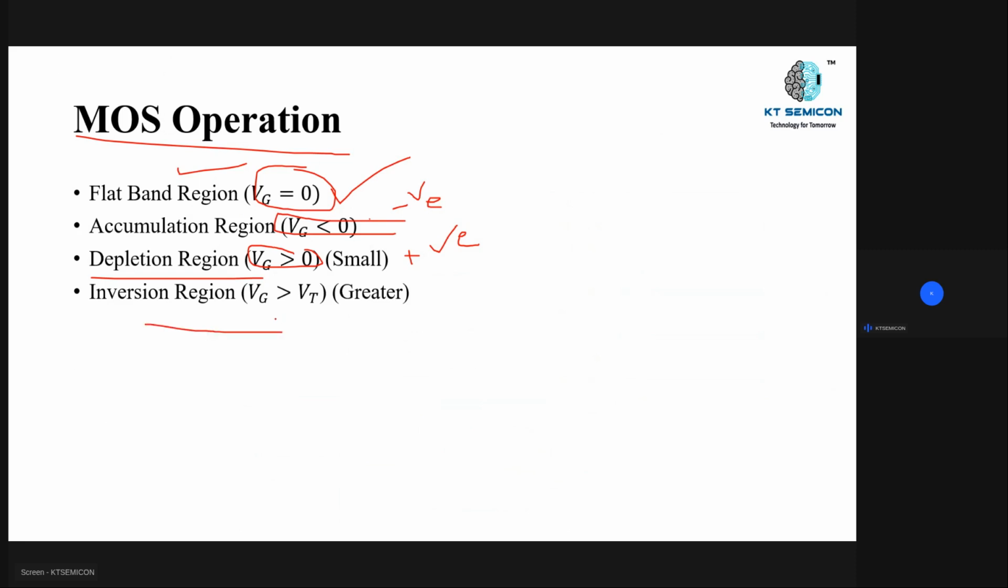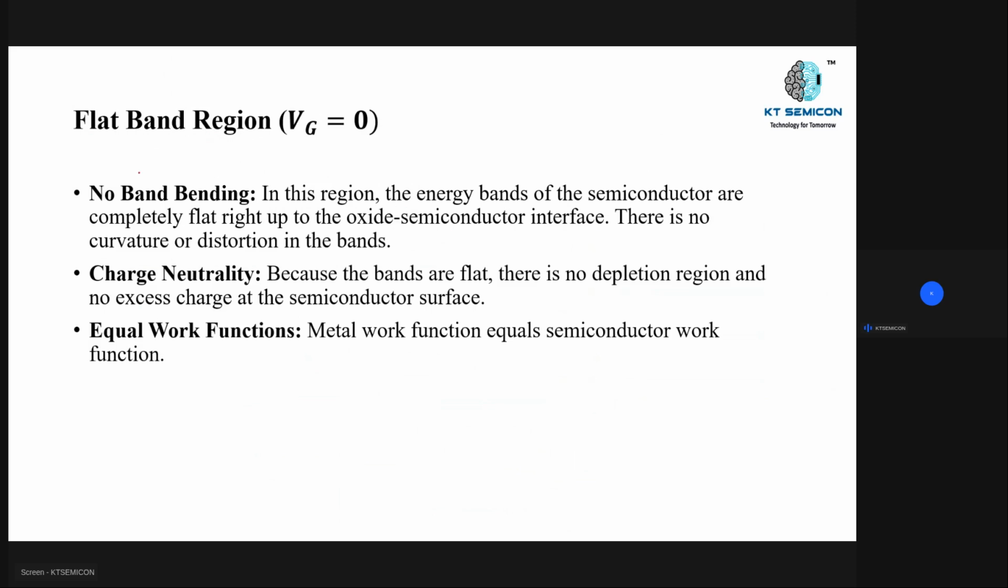Inversion region means we are applying some positive voltage here, right? So now the positive voltage is more than my threshold voltage. At that time we can see some inversion region. I'll explain all the things here. So the first one is the flat band region. Wait, I'll draw and explain.